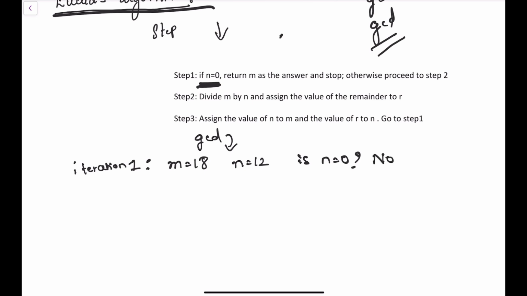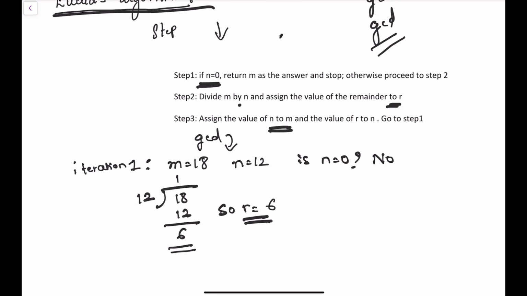What does step 2 say? We have to divide m by n. That's a simple division that we have done. 12 into 18, 1 times 12 is 12, so you get the remainder as 6. Now what do you have to do? You have to assign the value of n to m, and in step 3, the value of r to n. So what does that mean? Our old n becomes our new m, our remainder becomes our new n. So it is nothing but 12, 6.